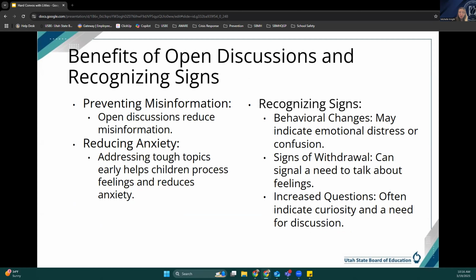Open discussions are crucial in preventing misinformation as well as reducing anxiety in children. So again, by fostering trust through these conversations, we can promote healthy emotional development. And additionally, recognizing signs like behavioral changes, withdrawal, and increased questions can help us address children's needs effectively. If you are recognizing signs, that might be the best time to start actively referring to another mental health professional and/or obtaining that parental consent to dive deeper into those signs and symptoms that you're seeing.